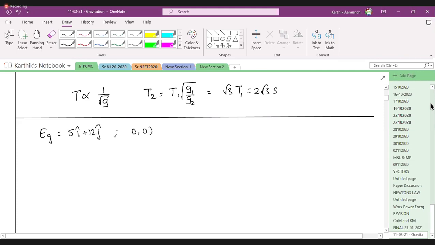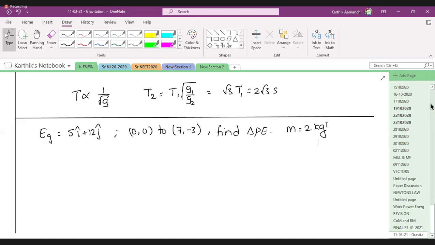Sir, can you once repeat from the starting? Take mass as 2 kg. The gravitational field in a region is given by 5 I cap plus 12 J cap. The change in gravitational potential energy when it is taken from origin to 7 comma minus 3 is?